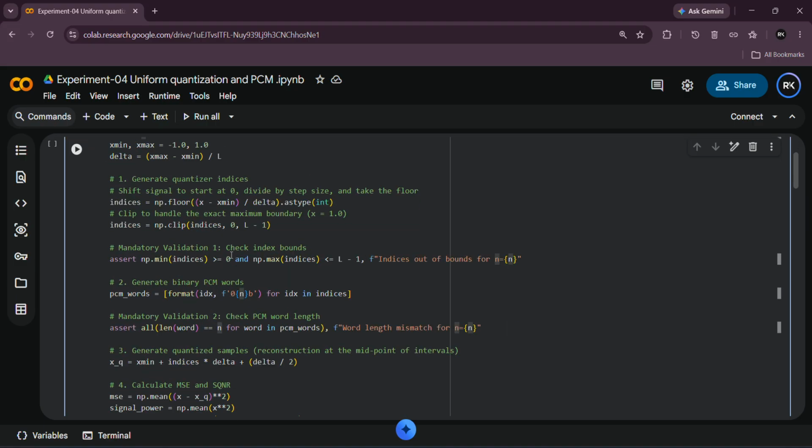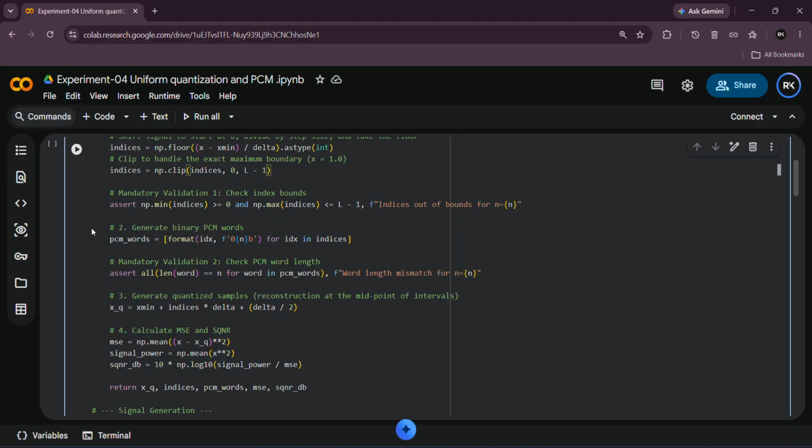Next, we figure out which interval each sample falls into. We shift the signal so it starts at 0, divide by the step size, and take the floor. This gives us an index for each sample. We clip the indices so they never exceed the value range, which handles the edge case where a sample lands exactly on the maximum value. We include two validation checks here, validation check 1 and validation check 2.